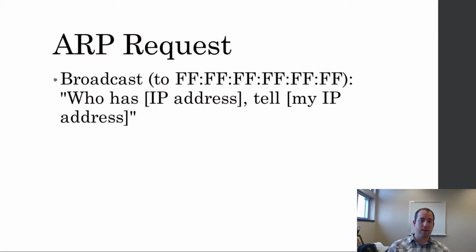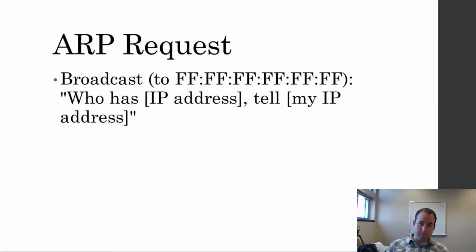I hope that's enough Fs. Broadcast out to everybody on your local network. So everybody inside of your network hears this ARP request. And the message is essentially who has a certain IP address? So if it's the default gateway, who has the default gateway IP address? And please respond and tell my IP address. So I need the MAC address associated with whatever IP address it is. So if it's the default gateway, then it's that. If it's a device I'm talking to directly, then it's that.